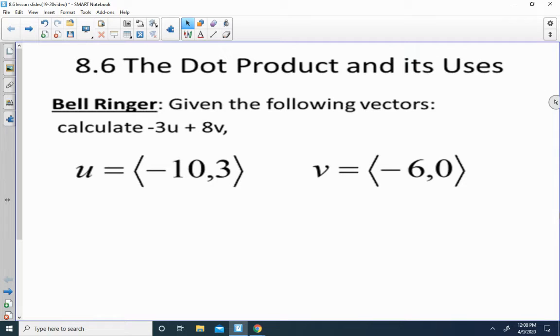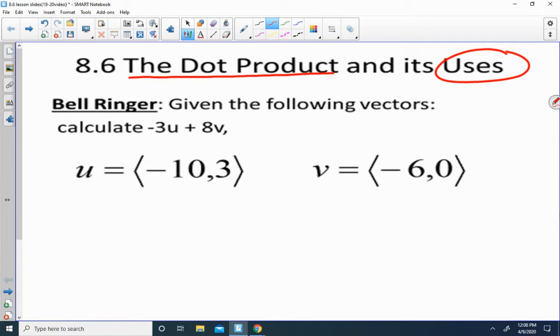And this will be the lesson on 8.6, the dot product and its uses. This is actually going to be a two-part video. I'm going to split it into two videos. I'm going to focus specifically on the dot product for today, and then in part two, we'll talk about its uses.